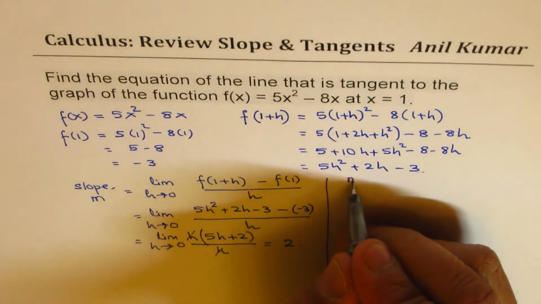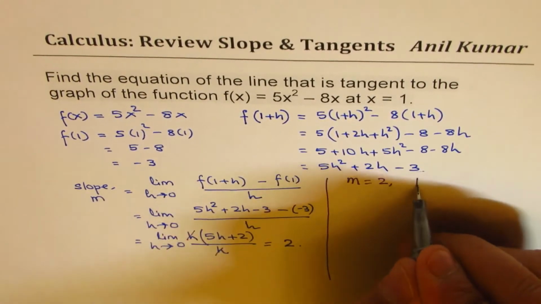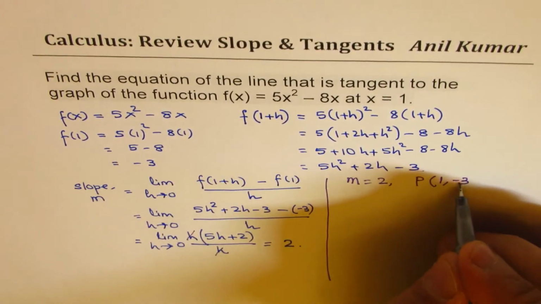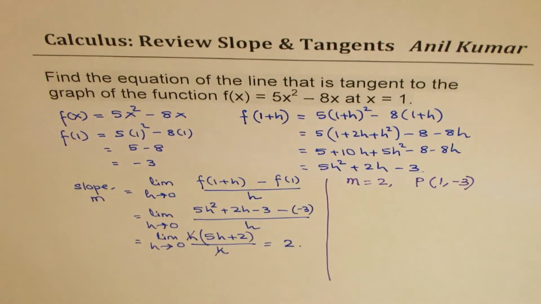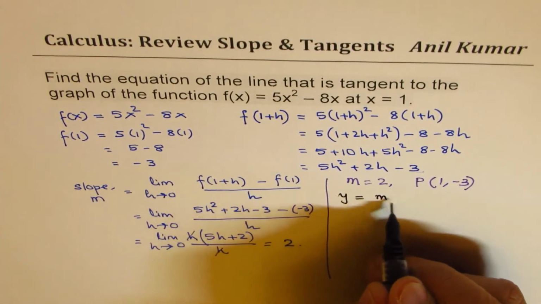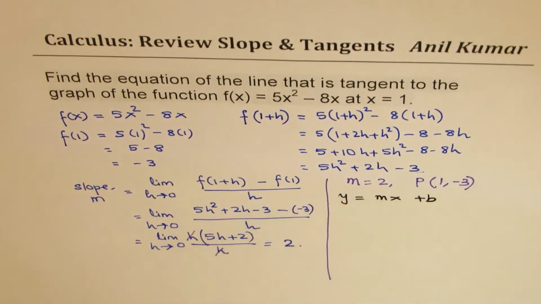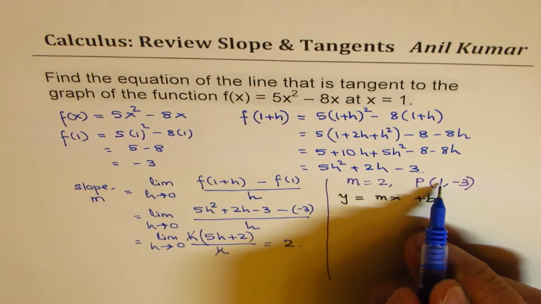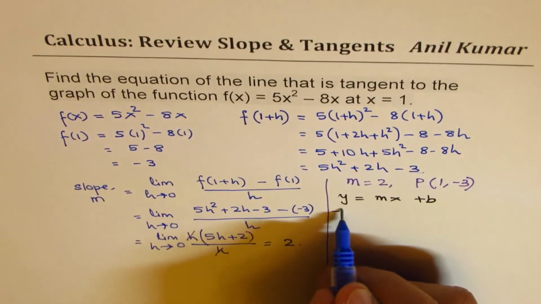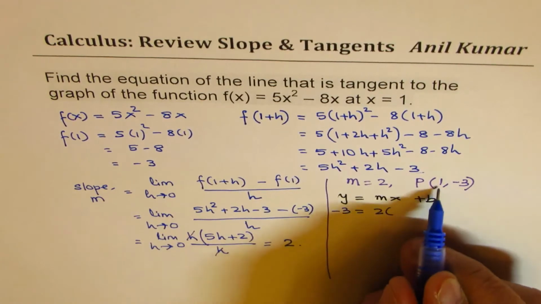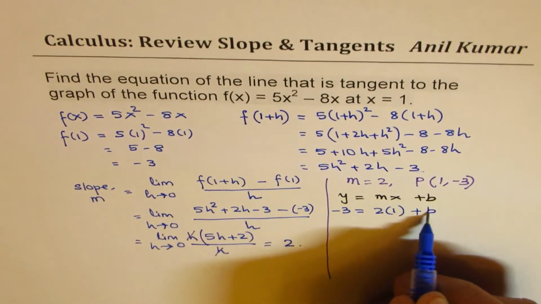So now we know the slope m is 2, and the point is x is 1, y is minus 3, right? Now to get the equation, we can write y equals mx plus b. So in this equation, we know m is 2, x is 1, y is minus 3. So I'll write this as minus 3 equals m is 2 times 1 plus b.